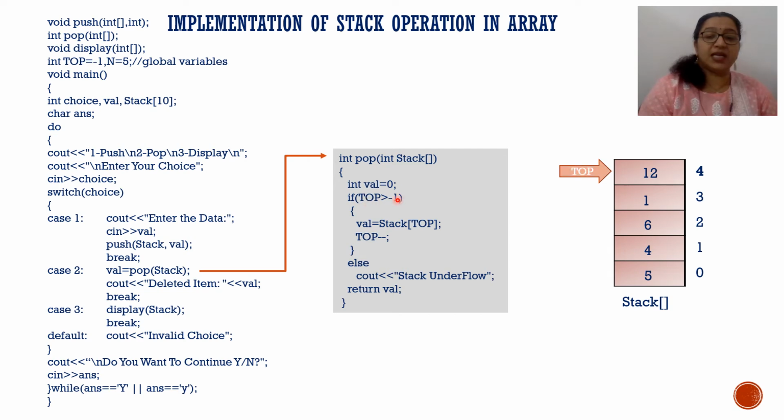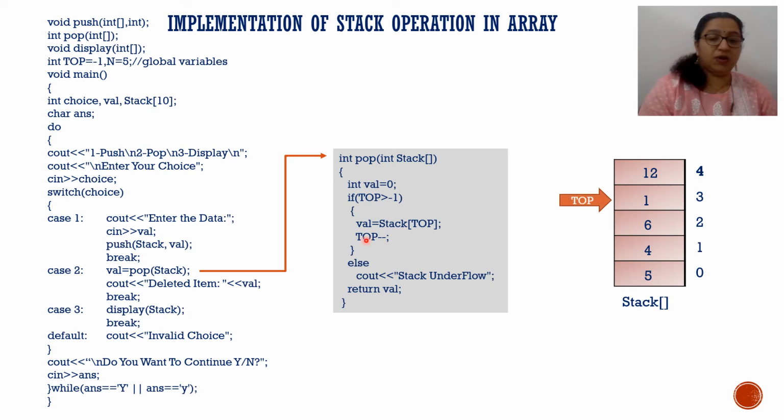Then if top is greater than -1. Yeah, it is greater than -1, right? Top is on 4th now. See, top is 4, so it is greater than -1. So val is equal to stack of top. So 12, that value we'll get in the val variable now. Then top minus minus. So we are moving the top variable to index number 3.